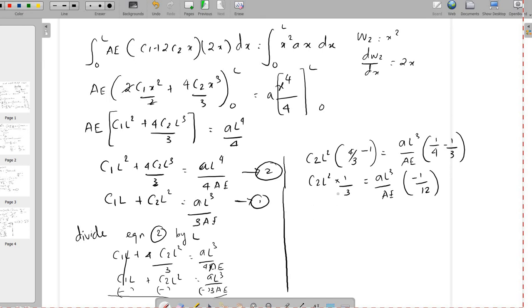So I am going to find out the C2 value. Here it is L square, here it is L cube, so we can cancel the terms. So 3AL by AE into minus 1 by 12. So the C2 value is minus AL by 4AE.